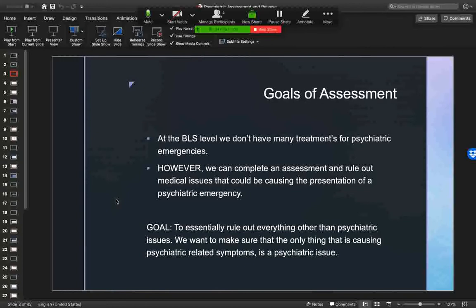So to recap, our goal is to essentially rule out anything else other than a psychiatric issue, and then make sure that the only thing causing the psychiatric-related symptom is the actual psychiatric issue. If a patient has a schizophrenic issue, we want to make sure that the only thing wrong with that patient is the schizophrenia. It's not because of hypoglycemia. It's not because of a head injury. It's not because of something else. It's just because of that schizophrenia. So at the BLS level, we can rule out a lot of these things and get a good grip on whether or not our patients are truly having a life-threatening emergency.